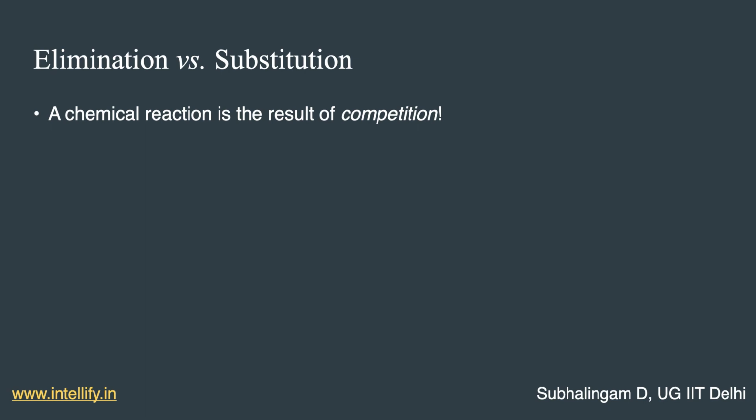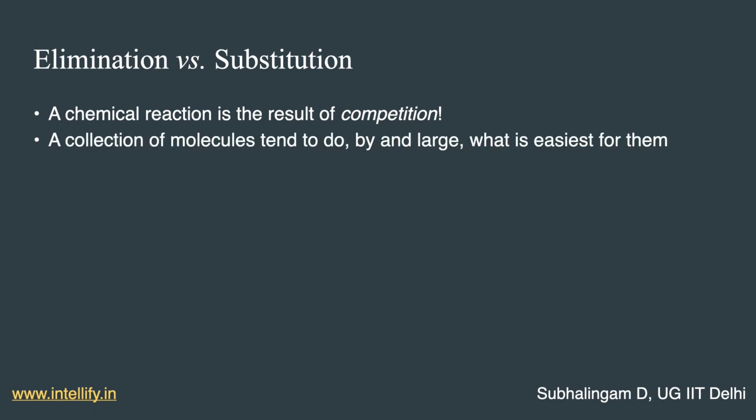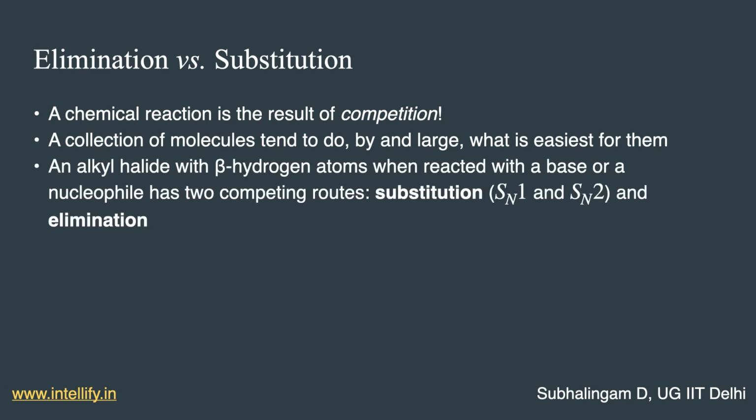A chemical reaction is the result of competition. A collection of molecules tend to do by and large what is easier for them. An alkyl halide with beta hydrogen atoms, when reacted with a base or a nucleophile, has two competing routes: substitution, SN1 and SN2, or elimination. Observe that a nucleophile is also a base and a base is also a nucleophile.